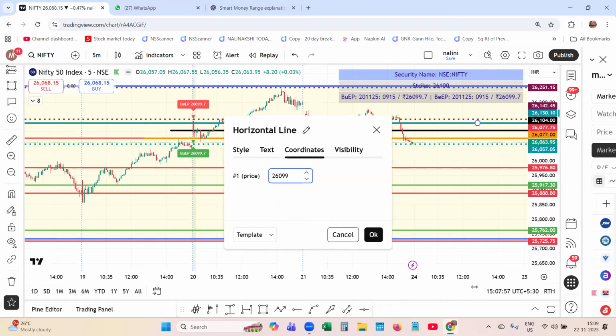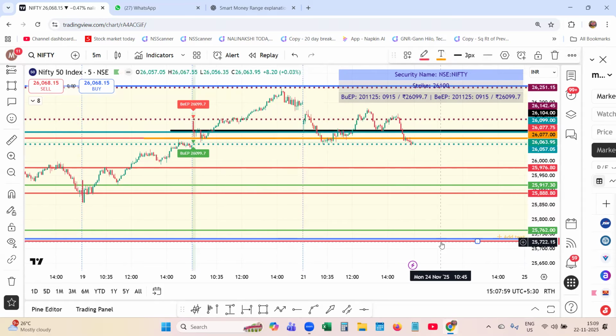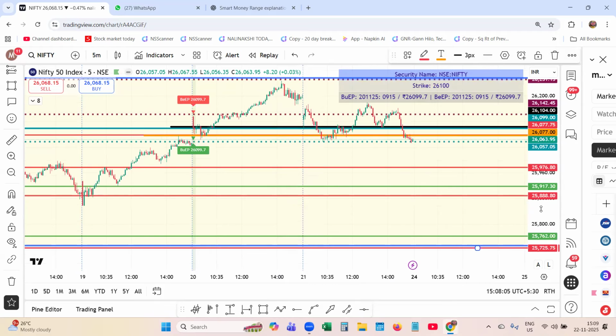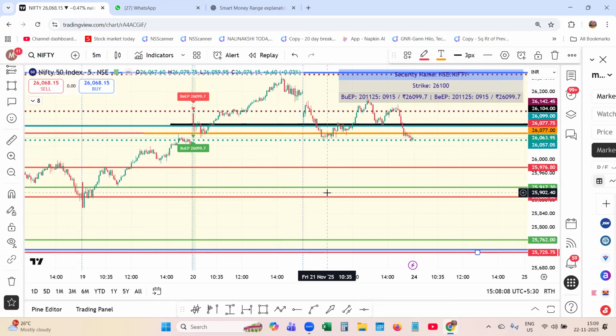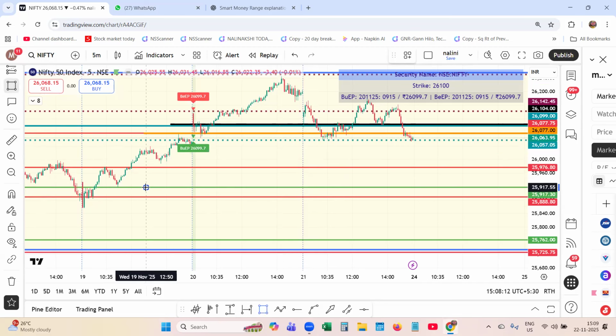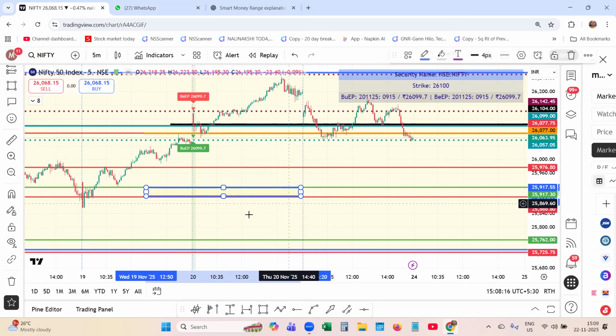26,099. So it is adjusting to these levels. You know all these levels. These are the straddle levels. Yeah, because you need to do it manually. The call writer and put writer, both are there.